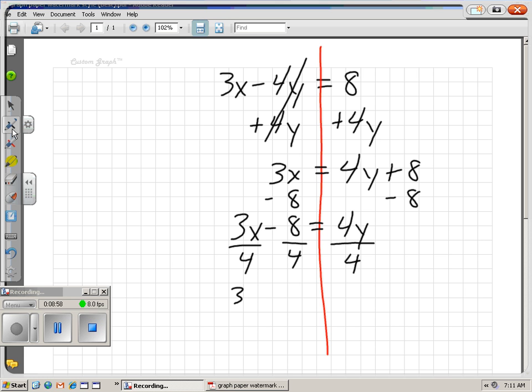And you have 3/4 x minus 2 equals y. Same thing. The y is on the right side, but that's okay. As long as it's alone and positive, we're good to go. And that thing's ready to graph.